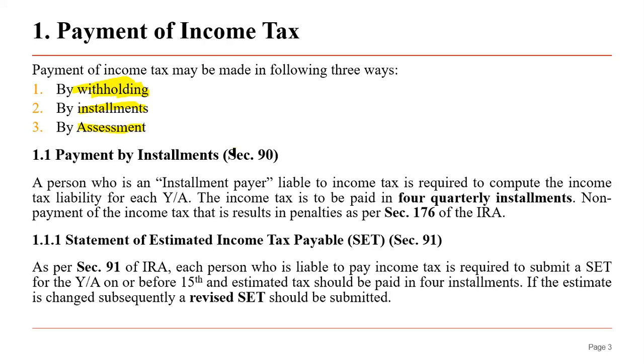Section 90, if you can turn to section 90 of the Inland Revenue Act, identifies a taxpayer as an installment payer. Normally, they are liable to pay income tax on a quarterly installment basis. The highlighting word is four quarterly installments. They are liable to pay quarterly installments based on the previous year details, so they pay based on the prior year or else the current year.